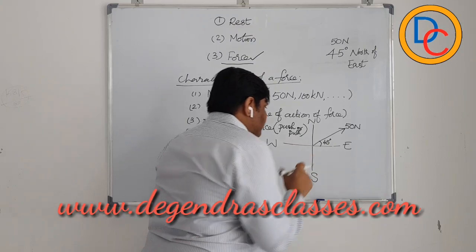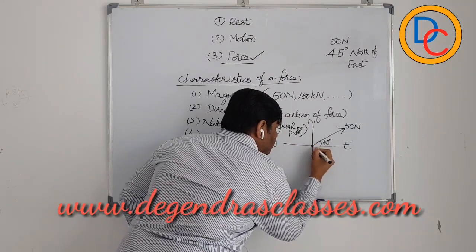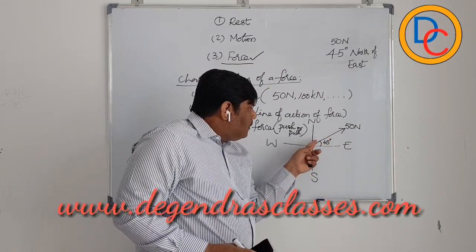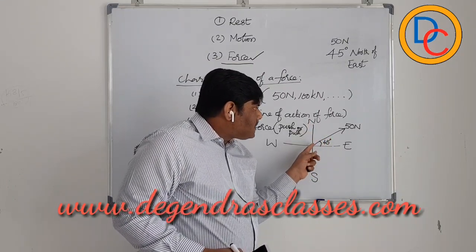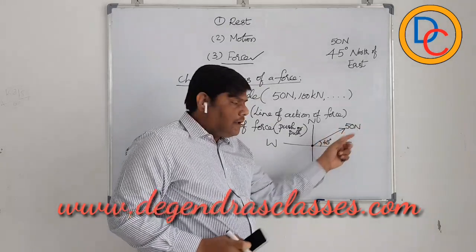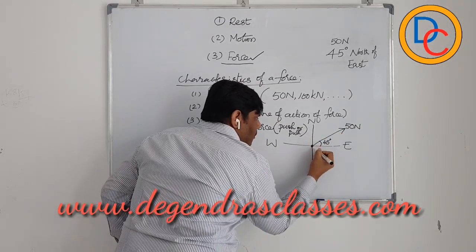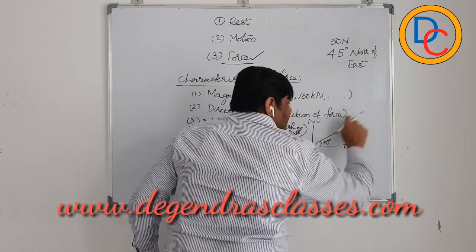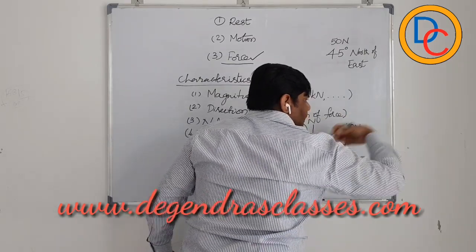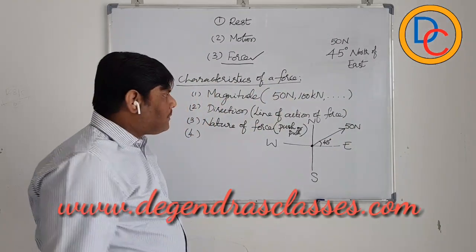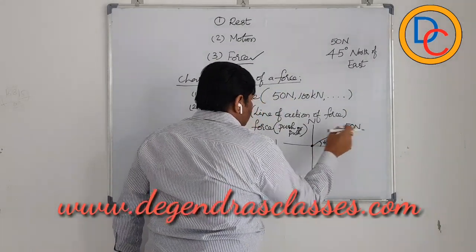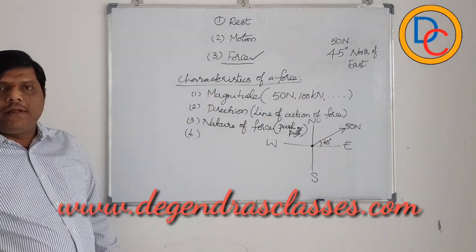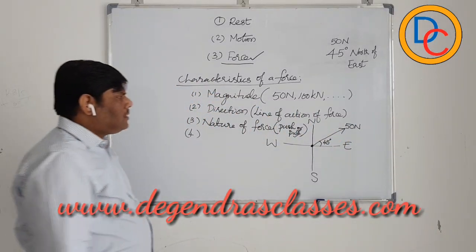Suppose here we consider this is the body. The force is acting along 45 degrees north of east. So this is the direction that was given. If this is the body you are considering and the force is acting like this, what is it doing? It is pulling. So this 15 Newton we can consider as a pulling force.